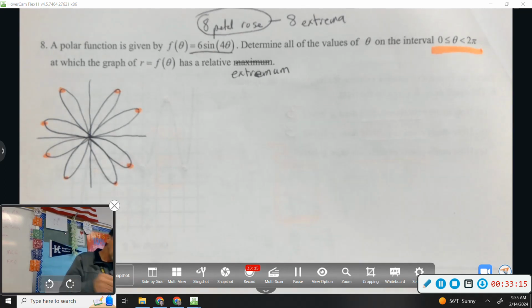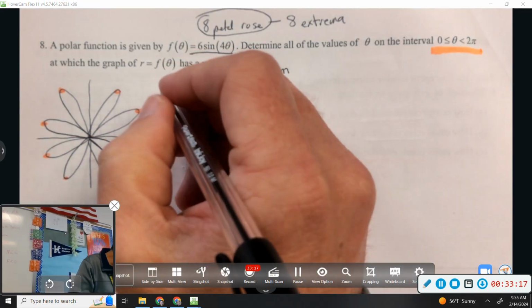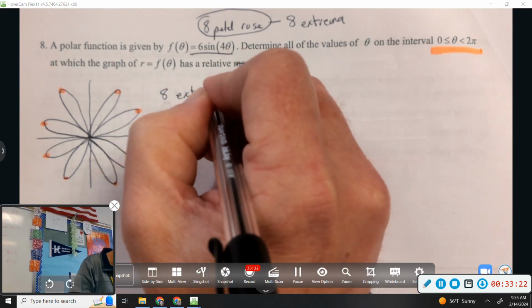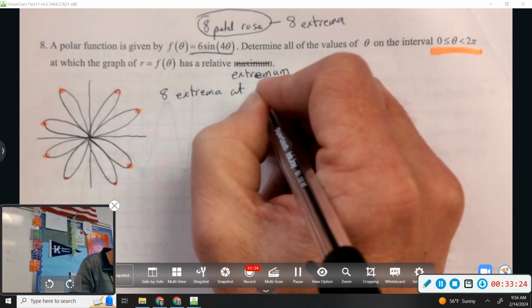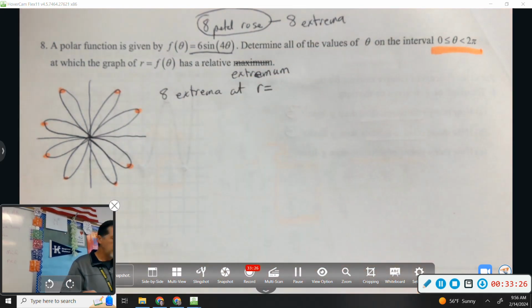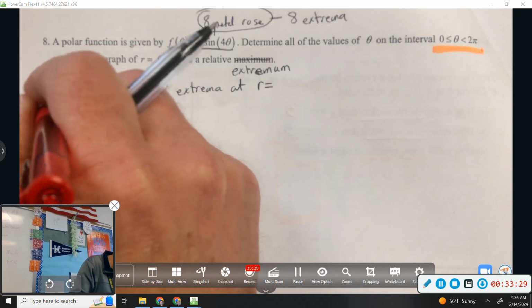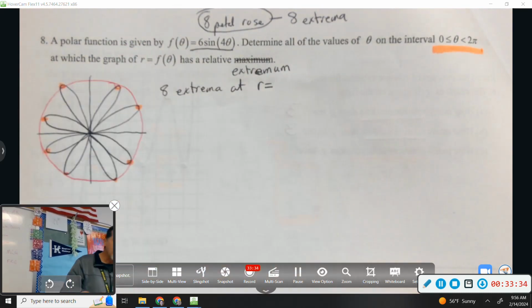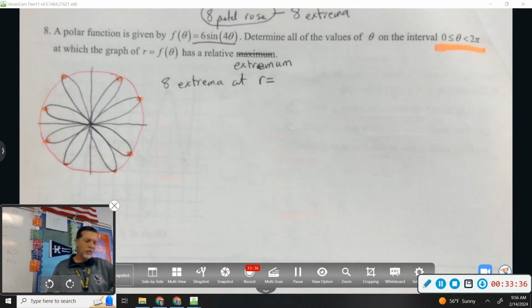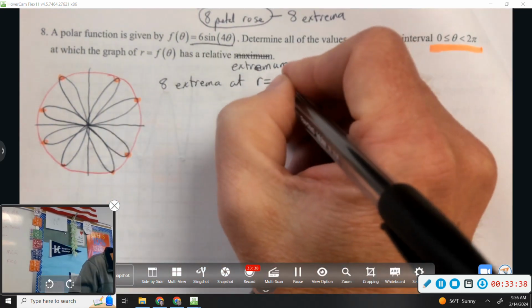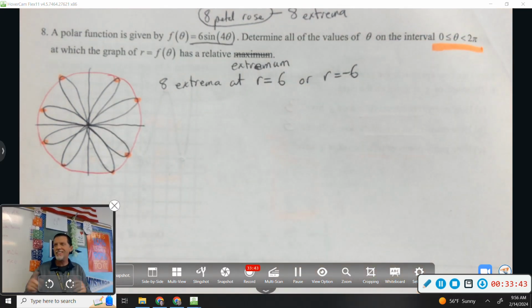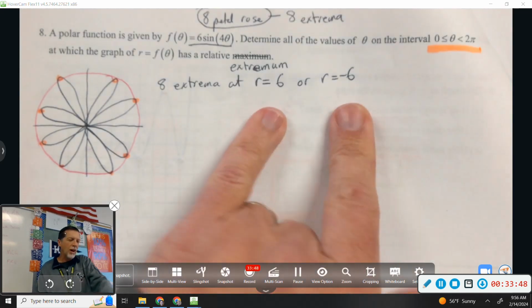And so those values, so 8 extrema at r equals, how far out does this thing go? 6. Oh, here's where my circle is. Draw a circle, it makes them look better than normal. So at 6 or -6, we don't really know which ones are 6 and -6. We can't tell by looking. But that's okay. We'll cover this when we get to the formula.